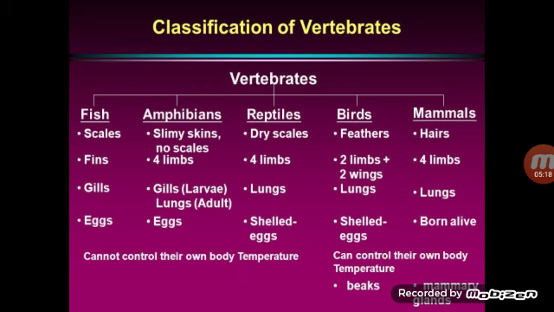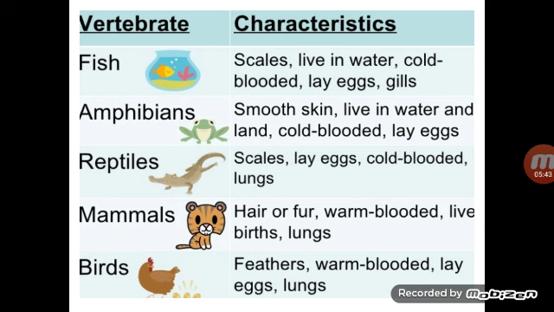Birds have feathers, forelimbs, hind limbs, lungs, and shelled eggs. They control their own body temperature and have a beak. Mammals have hairs, forelimbs, lungs for breathing. They can give birth, and the most important thing, mammary glands, which are responsible to produce milk because they feed their babies. Again, this is the table which shows the important characters of 5 classes of vertebrates.